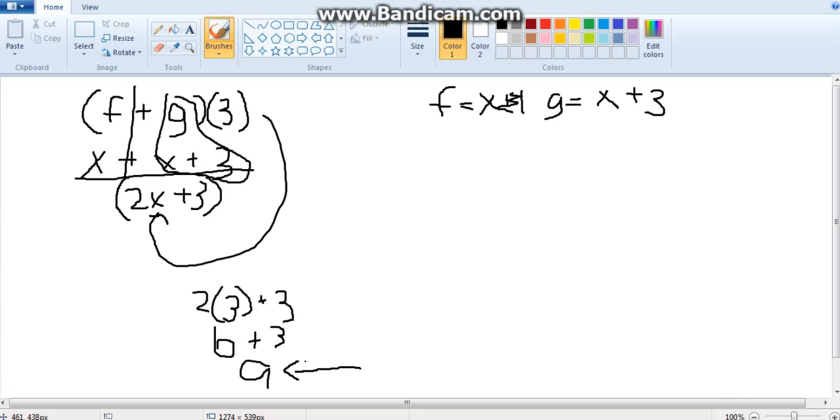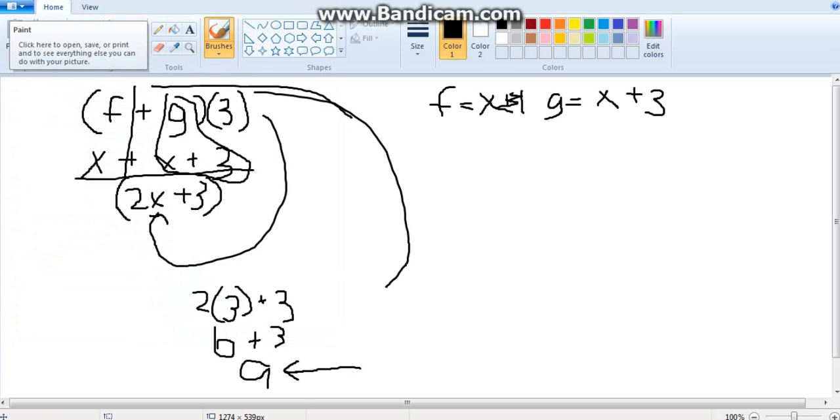That is your answer for this entire thing, which is f plus g of 3. The reason why we plug in 3 is because the 3 we plug in for x after we finish f plus g. So that's why there's a number. That's why we plug it into x. We don't plug it into g. We plug it into x of the whole equation.